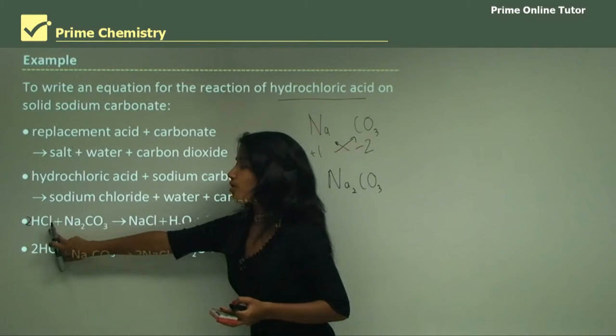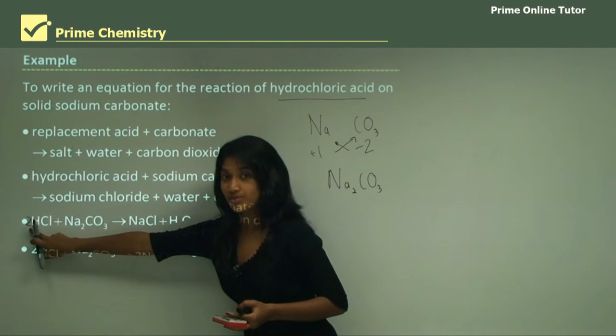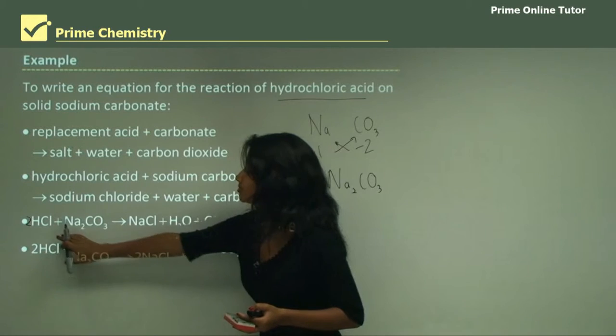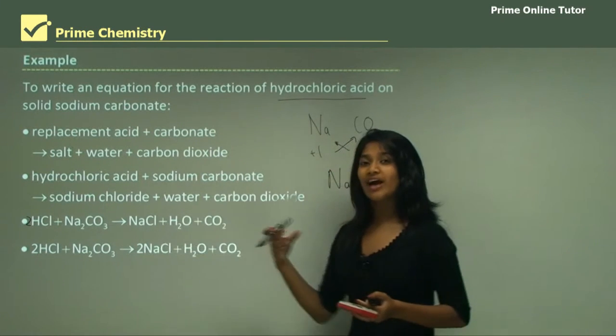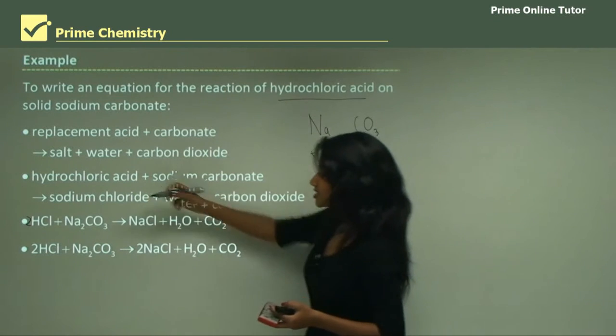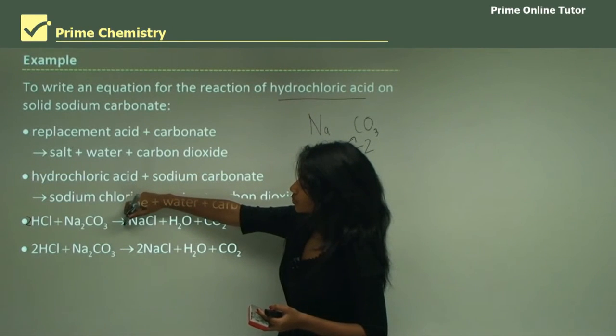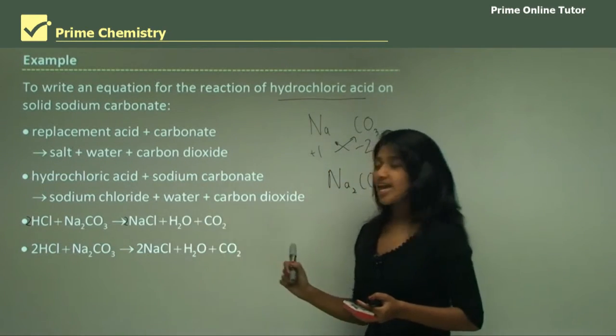We have 2 chlorine ions here because of the 2 we put in front of the HCl. And then we have 1 chlorine ion here. So we have to balance our chlorine ions. In order to do that, we put a 2 in front of our NaCl.